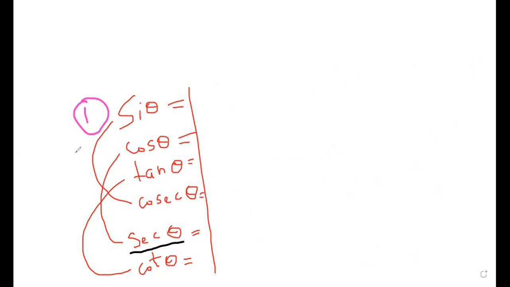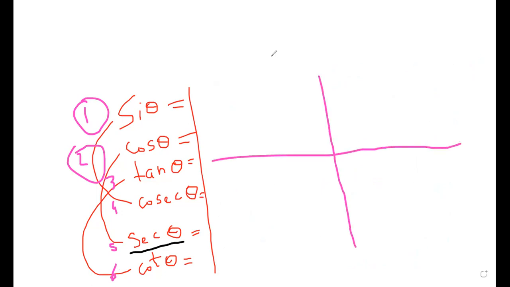This is the first one, this is second, this is third, this is fourth, this is fifth, and this is sixth. So if we draw a coordinate system, this is the first quadrant, this is the second quadrant, this is the third quadrant, and this is our fourth quadrant. This is the positive x-axis, this is the negative x-axis, x dash, this is positive y, this is negative y.